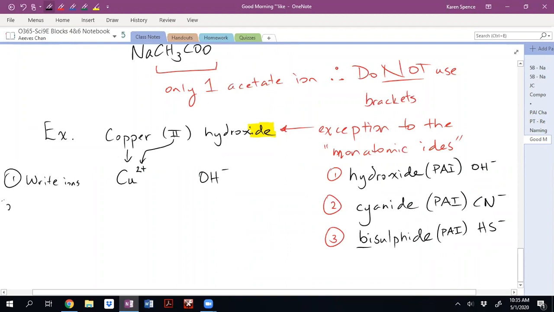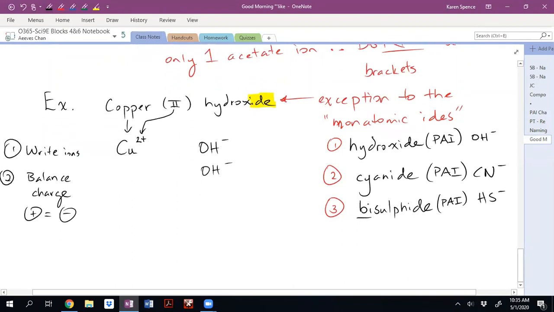No, they do not. So the second thing we're going to do is balance the charge. We're going to make our positive equal our negative, and we can do that by adding one more hydroxide. So at this point we now have 2 positive, which is equal to 2 negative. Yay. And the third thing we're going to do is write the formula, and remember, no charges in the formula.